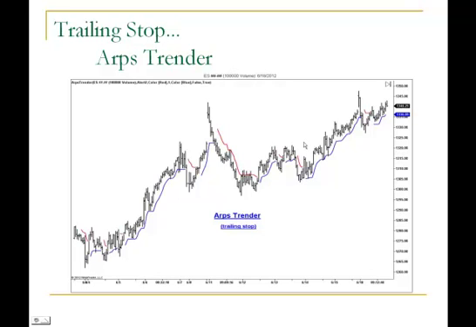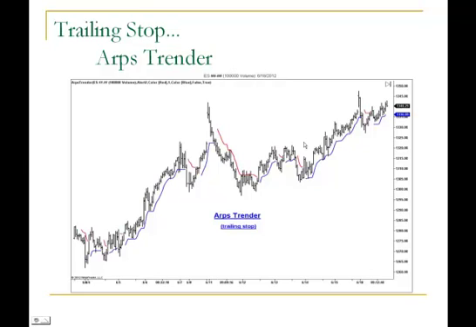Okay, let's go to trailing stops. Now this is going to help us stay in the trade a little bit longer. You can see I have the Arps trender, one of our most famous and popular tools. This tool has been around for over 20 years. In fact, it's one of the tools that inspired us to go into business.